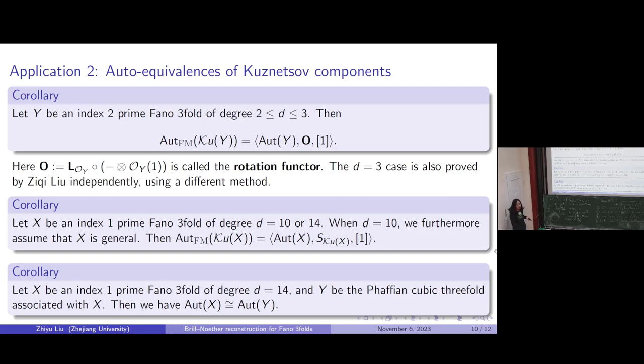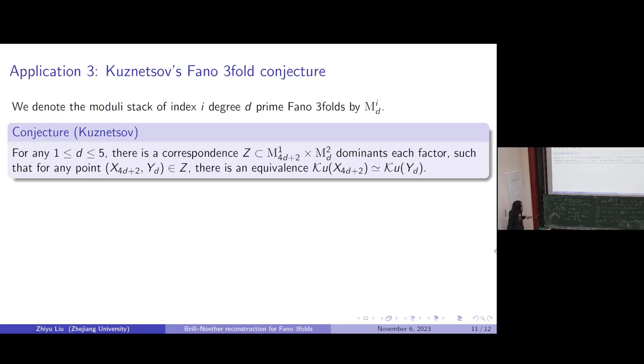Any questions about this corollary? We can also give a partial re-disproof of a conjecture of Kuznetsov. Let me introduce this conjecture. It says that for any d between 1 and 5, there must be a correspondence Z between index 1 and index 2 prime Fano threefolds, such that this correspondence dominates each factor, and any pair of Fano threefolds in this correspondence has equivalent Kuznetsov components.